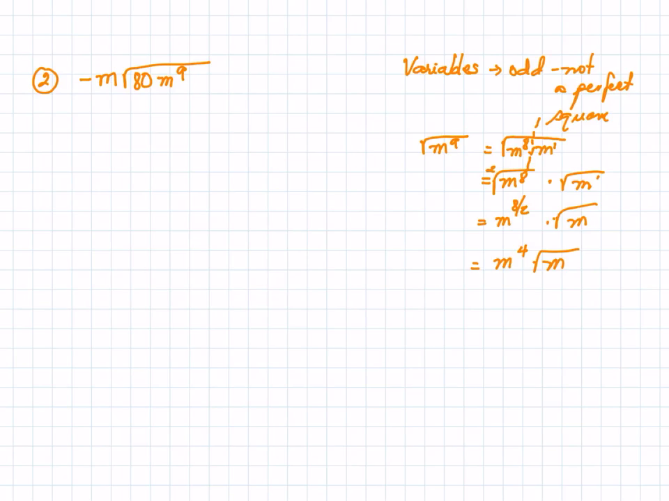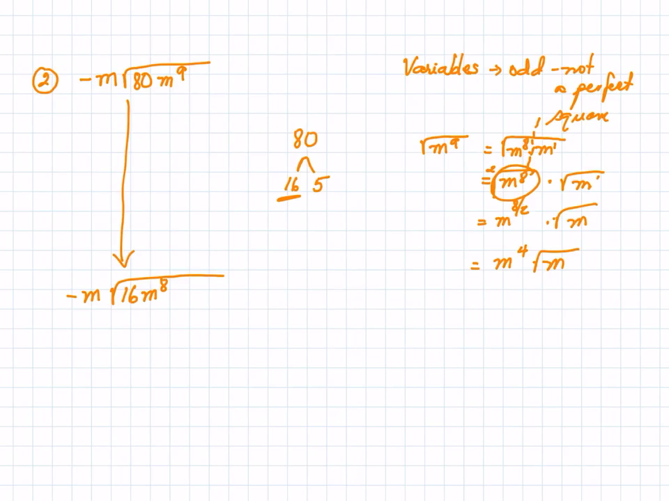Okay, let's go back to the problems over here. 80, I have 16 and I have 5. Okay, so let's put it back in. I had to rewrite the m. What I have inside, 16 is a perfect square. That is my perfect square. And the 8 is also my perfect square. Okay, I am going to pair together.